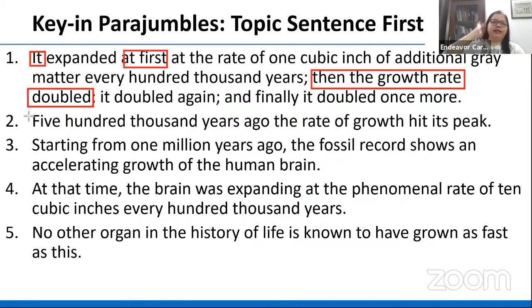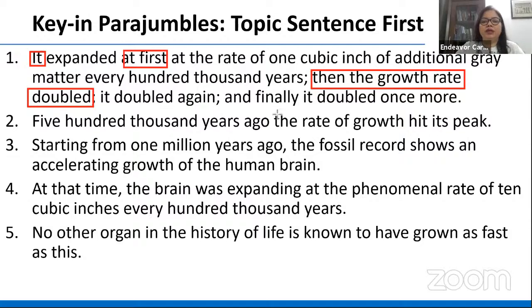It is not mandatory that a pronoun never ever begins a parajumble. It could begin a paragraph or a parajumble. But generally speaking, what is the logic when I come across a pronoun? I want to look at what it refers to. What's the noun that it refers to? Is there any noun that it refers to?